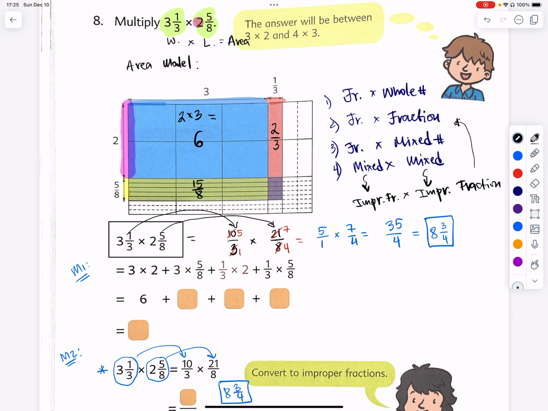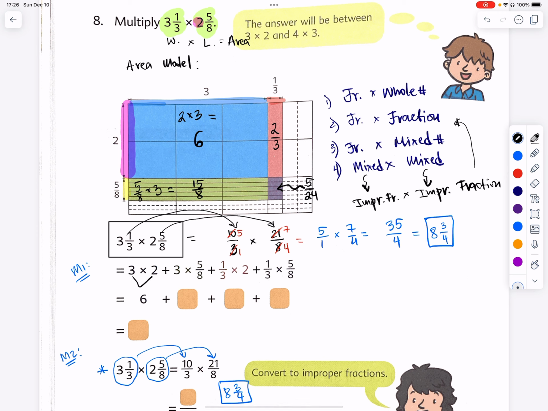15/8. Let's just do it like this. 5/8 times 3, we've done that. And 5/8 times 1/3 right here. The area of this purple piece will be 5/24. So here it is, it's all written out for us.